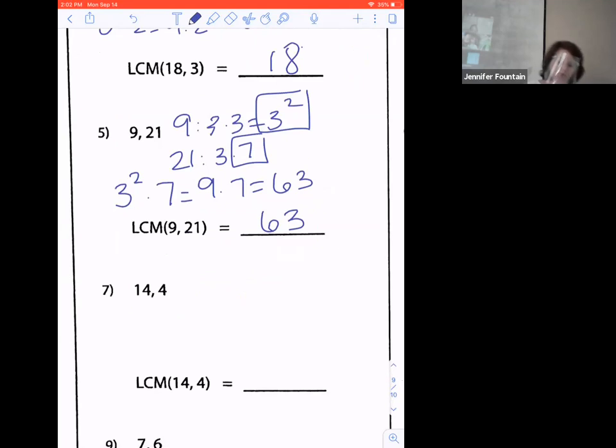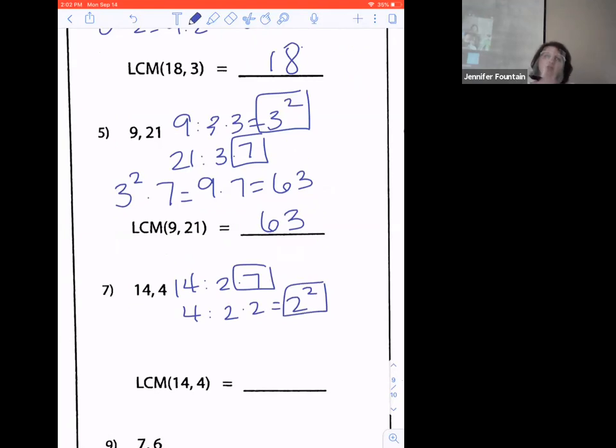Now let's look at 14 and 4. 14 is 2 times 7. 4 is 2 times 2, so we'll write that as 2 squared. So we have 2's and a 7. Highest exponential value of 7 is 7. Highest exponential value of 2 is 2 squared. So we have 2 squared times 7. 2 squared is the same as 2 times 2, and that will be 4. And 4 times 7 is? 28. 28. Good.